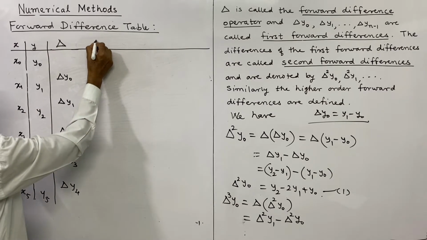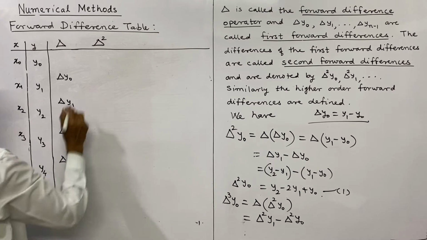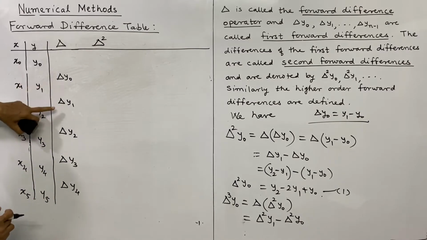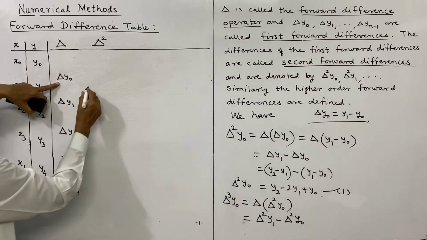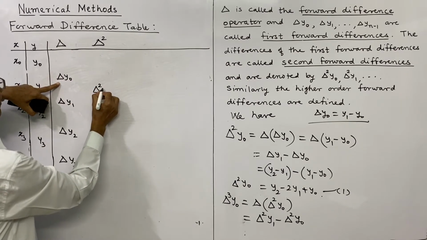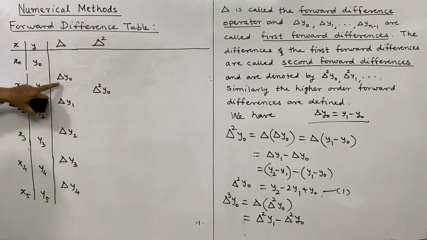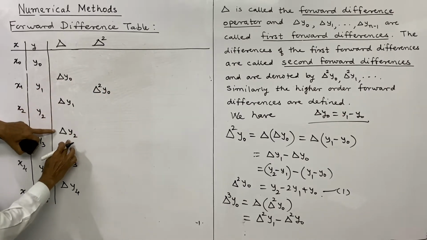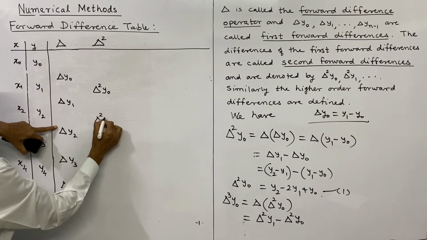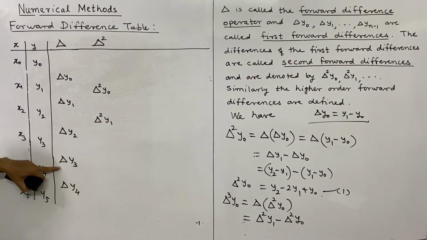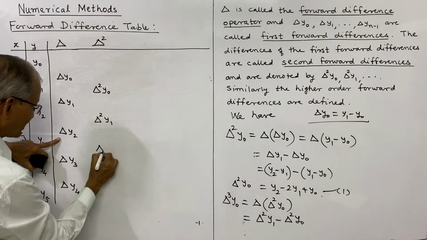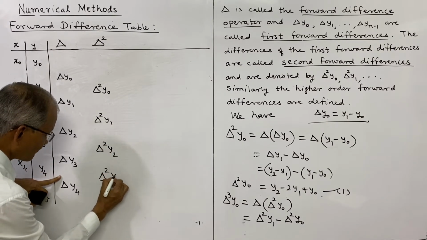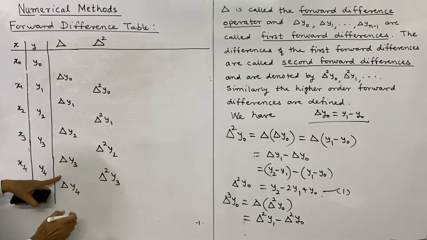Now the second differences can be written likewise, delta square. So delta square at y0 is delta y1 minus delta y0. So this is delta square y0. The difference of these two is the second order difference, delta square y0, and this will be delta square y1. This difference, delta y3 minus delta y2, will be delta square y2, and this will be delta square y3. So these are the second order differences.